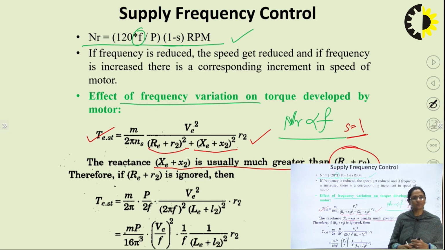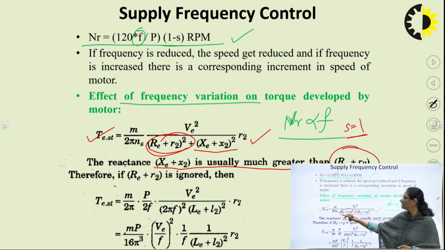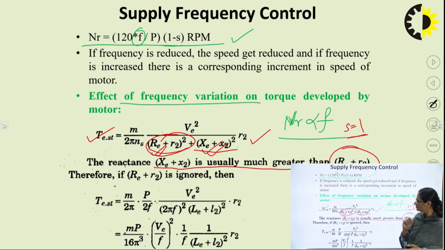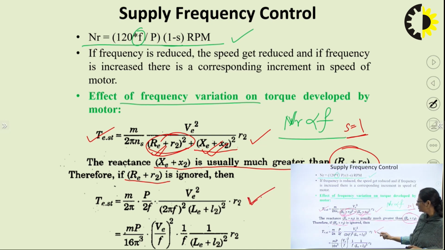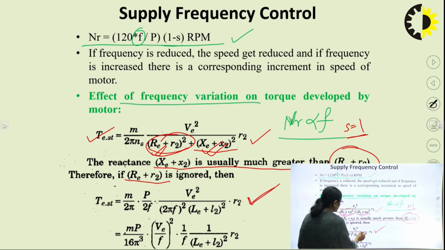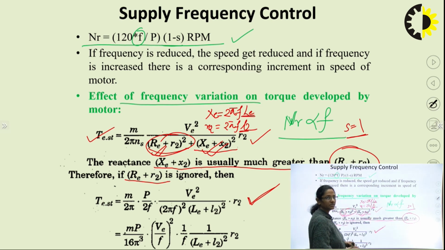So, what can be done for simplification of the equation? As it is appearing in summation in the denominator, we can very well neglect this term in comparison with this term, right? So, removing this term from the denominator modifies the equation in this manner. What I have done over here, I have just taken the frequency out from the terms which are dependent upon the frequency. We know that Xe can be written as 2 pi f Le. Likewise, X2 can be written as 2 pi f L2, where L2 is the leakage inductance of the rotor winding, and Le is the Thevenin's equivalent leakage inductance, right?